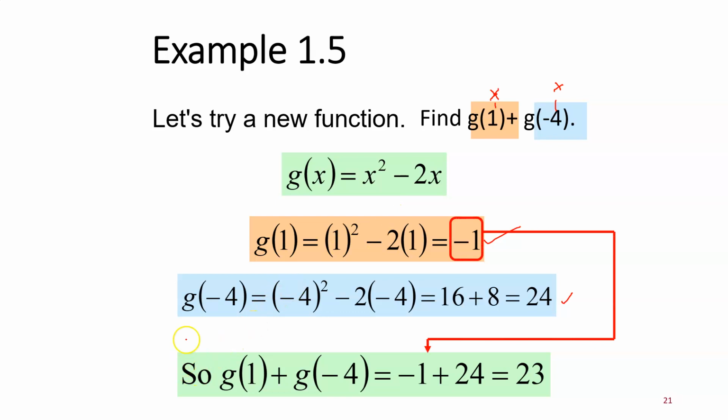So now you will have g(1) plus g(negative 4). You just sum it all together, tambahkan dia. So you have negative 1 plus 24, you get 23. So this is how you create a new function. From the original one, you get a new function.